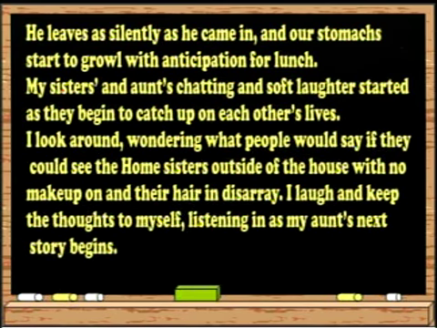My sisters and aunts, chatting and laughing softly, begin to catch up on each other's lives. I look around wondering what people would say if they could see the home sisters outside of the house with no makeup on and their hair in disarray. I laugh and keep the thoughts to myself, listening in as my aunt's next story begins.